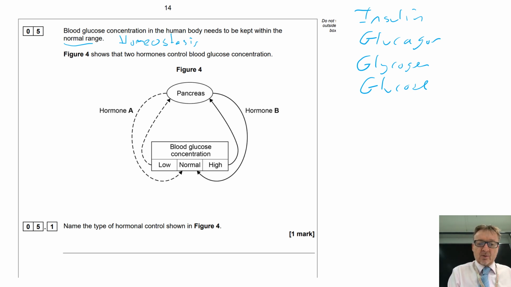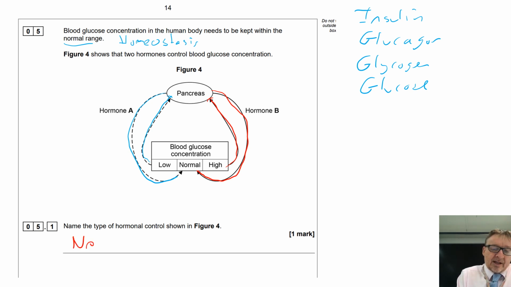Figure 4 shows that 2 hormones control blood glucose concentration. If it's low, it goes to the pancreas and you get hormone A, which takes it back to normal. If it's high, the pancreas produces hormone B and it takes it back to normal. Name the type of hormonal control. That is negative feedback. If there's a problem, the negative feedback makes the body solve the problem.